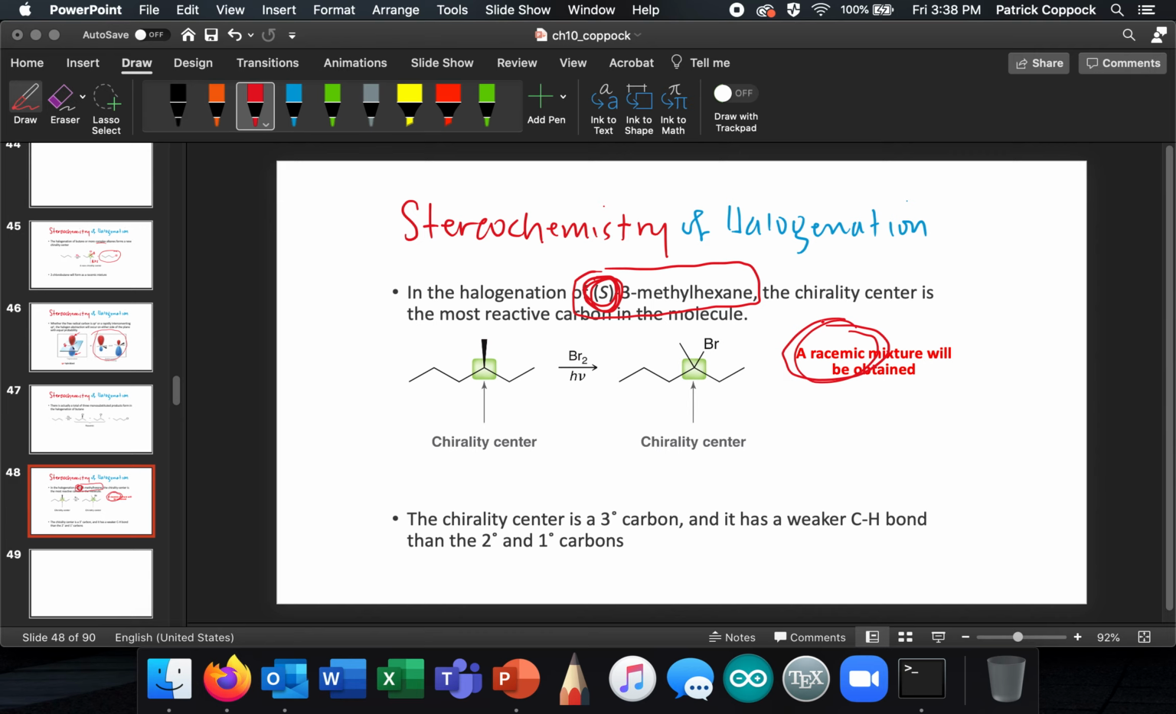Now, don't forget the chiral center is a tertiary carbon, and so we will get a relatively high yield of the racemic mixture, right? Because this carbon-hydrogen bond is so much weaker than the secondary and the primary. So if you're using this for synthesis, you can assume that you'll get a racemic mixture and nothing else, or at least the contaminants will be negligible.